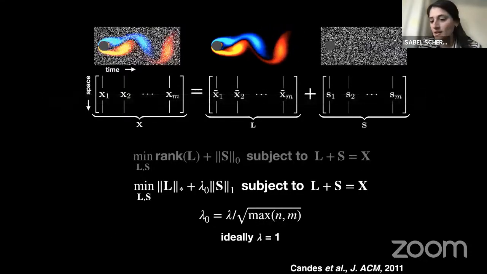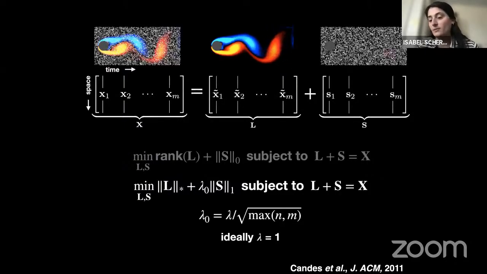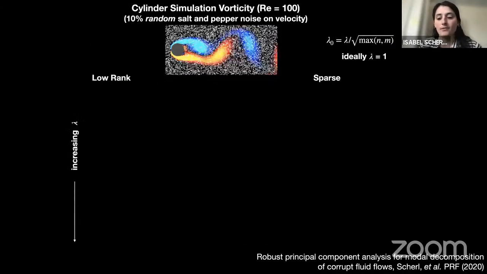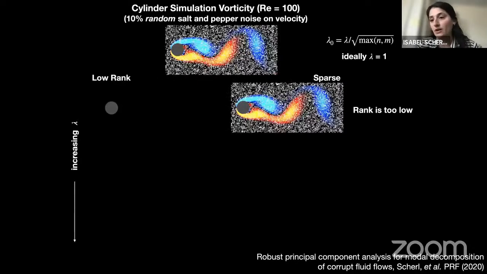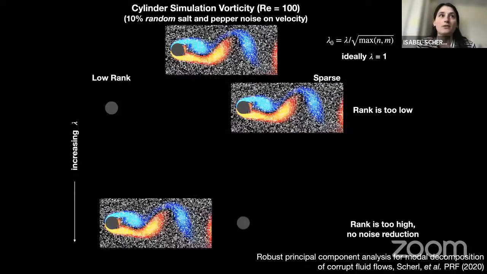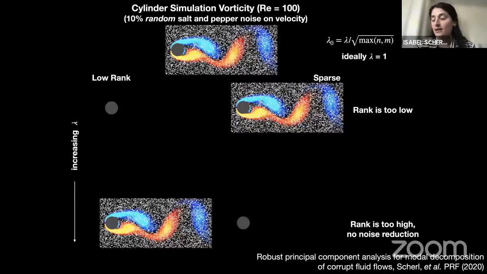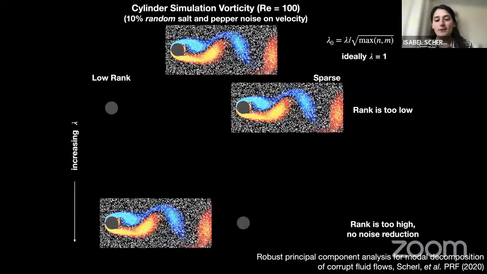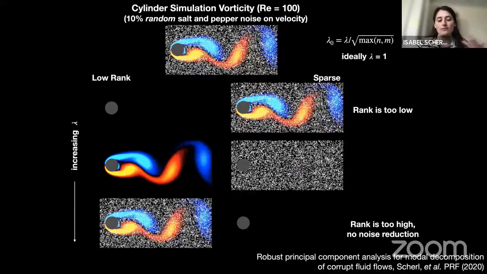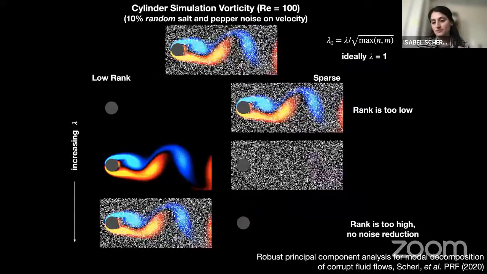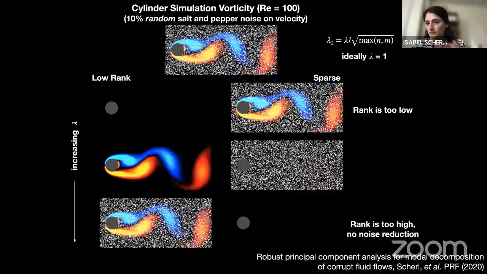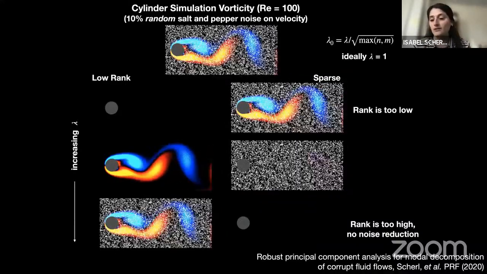Okay, so if we want to look at how this lambda parameter affects the results of the decomposition, we can have this flow field. If we make lambda too small, the rank is too low, all of the data is allocated to the sparse matrix. If we make it too large, the opposite happens, the rank is too high and there's no noise reduction. But there's this happy middle ground where we get nearly perfect bisection of low rank structure and sparse noise. This is great. This is exactly what this algorithm is meant for. This is very low rank data and very sparse uncorrelated noise.